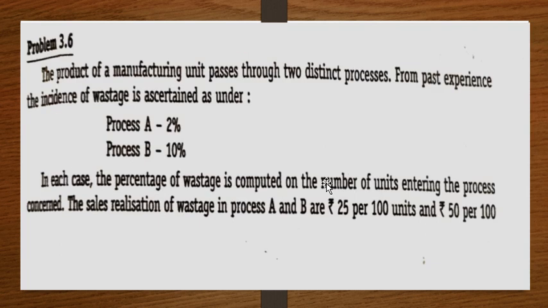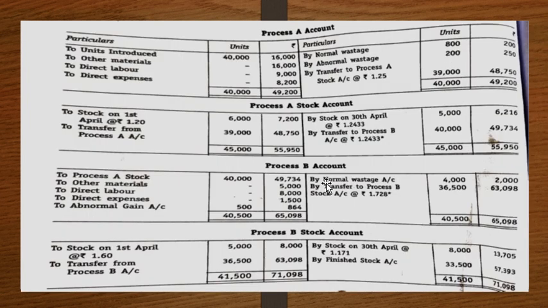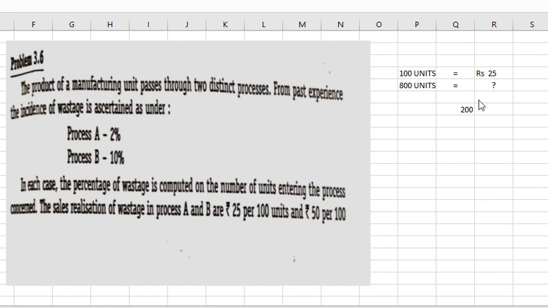The normal wastage is 10% for process B. How many units were introduced for that process? The number of units introduced for process B is 40,000. So 40,000 into 10% will give you 4,000. Now we will calculate the cost per unit. The same way we did for process A, the same cross multiplication is applicable here. That was the cross multiplication done for process A, and now we will do it for process B.